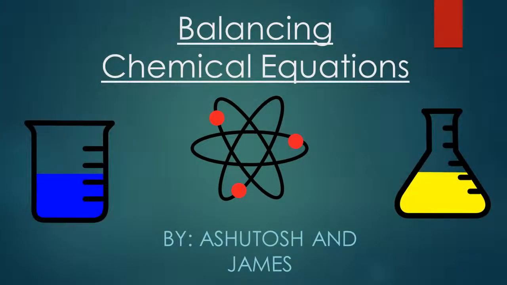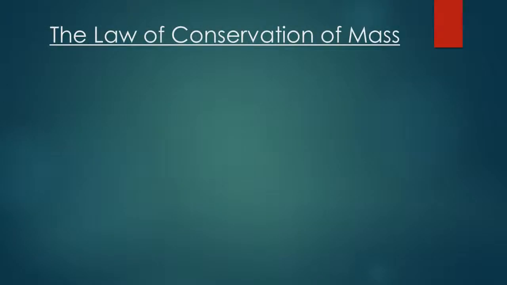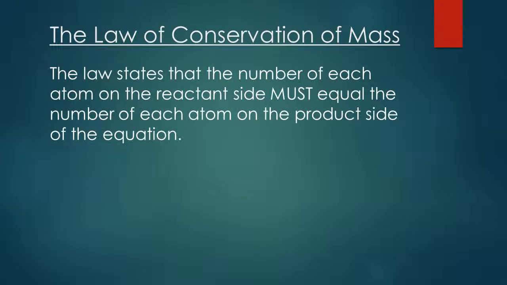Hello, today's topic is balancing chemical equations. First off, let's just see the law of conservation of mass. The law states that the number of each atom on the reactant side must equal the number of each atom on the product side of the equation.